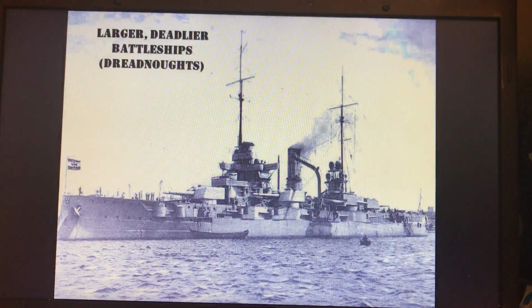Larger, deadlier battleships. They were called dreadnoughts. These battleships would be capable of taking on multiple smaller ships, and they could go toe to toe with each other at full broadsides, one dreadnought against another. Large sea battles, there weren't a whole lot of them, but there were definitely some that caused a lot of damage to all sides involved.